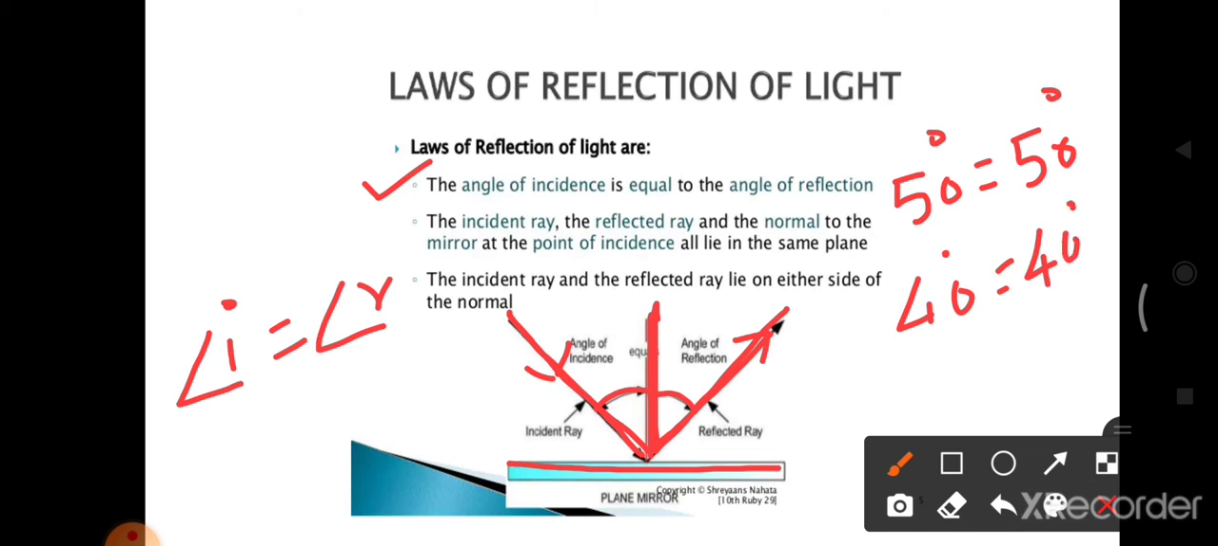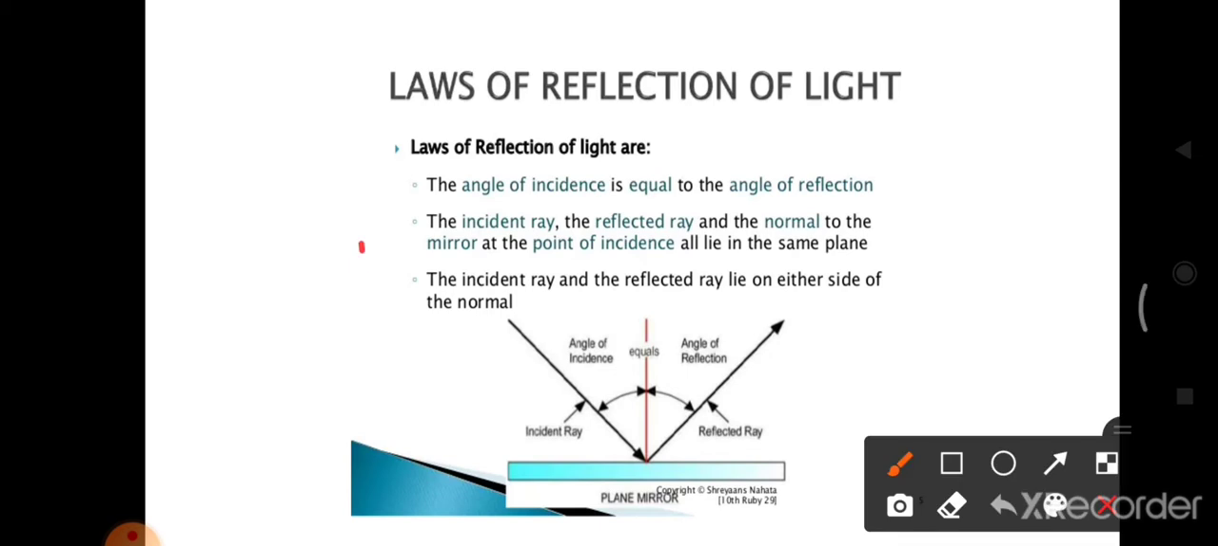And see the second one. The incident ray, the reflected ray and the normal to the mirror at the point of incidence all lie in the same plane. So this is a plane mirror. This is a plane. See, this is an incident ray, normal line and reflected ray. All lie in the same plane.